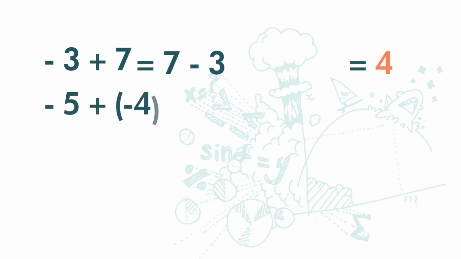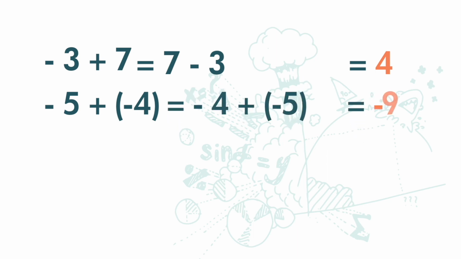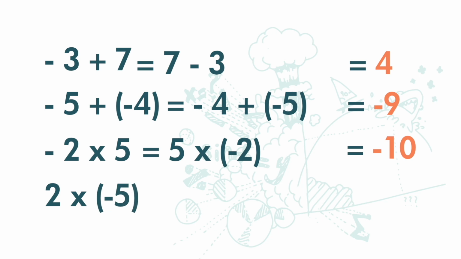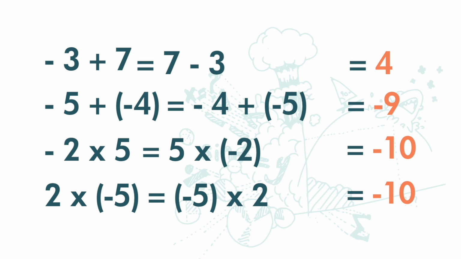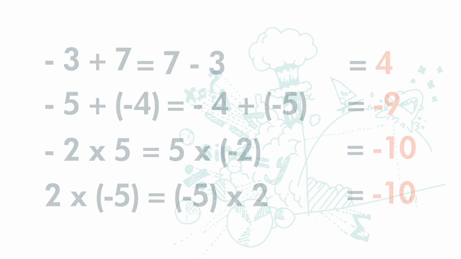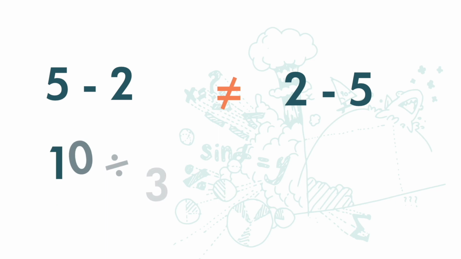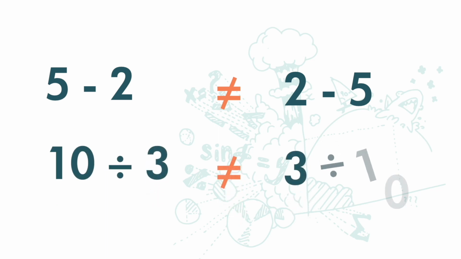Negative 5 plus negative 4 is the same as negative 4 plus negative 5. Negative 2 times 5 is the same as 5 times negative 2. 2 times negative 5 is the same as negative 5 times 2. But this commutative law does not apply to subtraction and division. 5 minus 2 is not the same as 2 minus 5. 10 divided by 3 is not the same as 3 divided by 10.